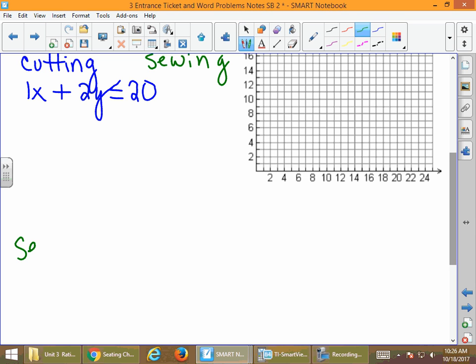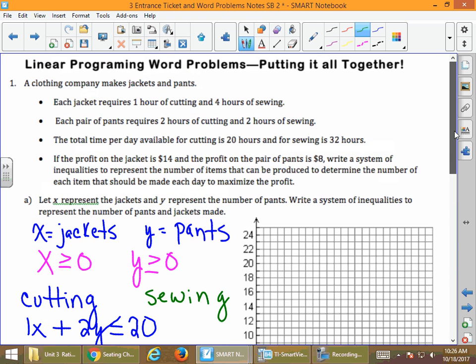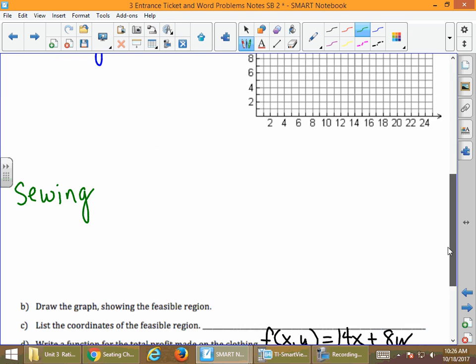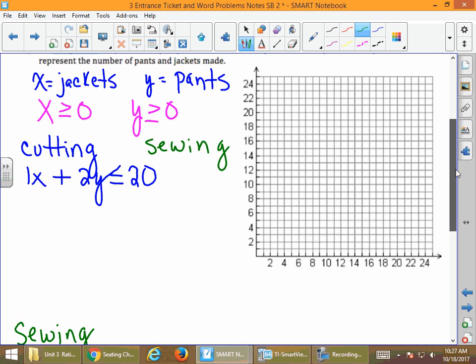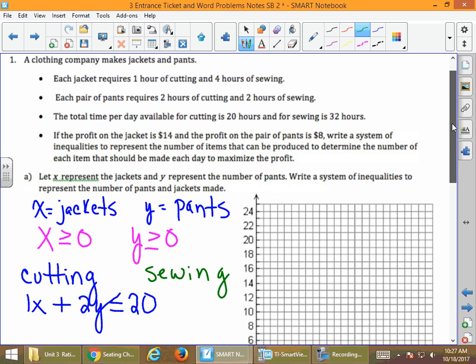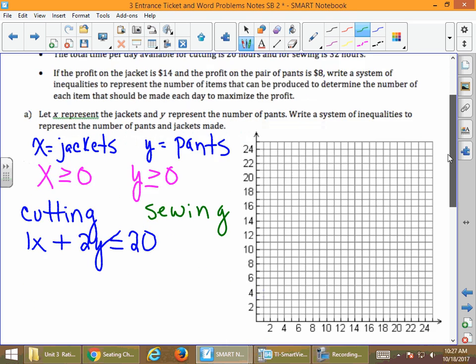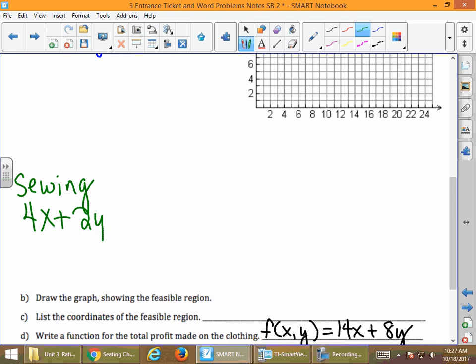So sewing, our inequality. Well, how many hours are available? How many hours does it take for us to sew a jacket? We go back to the first bullet and it says it takes 4 hours of sewing. Jackets are represented by X. How many hours does it take to sew a pair of pants? We go back to the second bullet and it tells us that we need 2 hours of sewing. Pants are represented by Y. And how many hours do we have available for sewing?